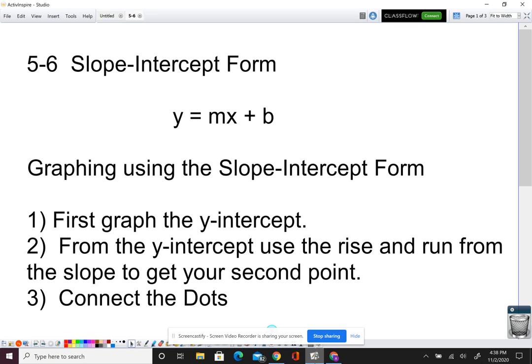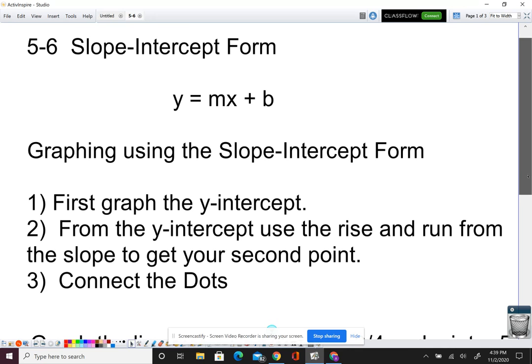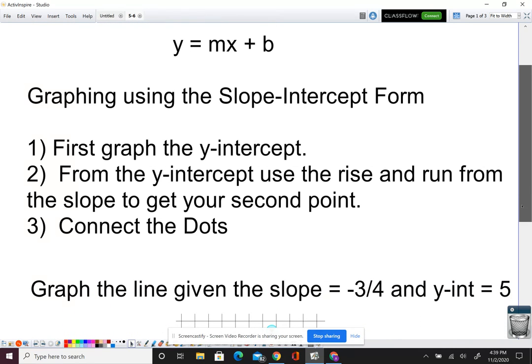Okay, section 5.6, slope-intercept form. The slope-intercept form of a line is y equals mx plus b. If we're going to use this form to graph, there are basically 3 steps. The first thing we do is graph the y-intercept. Then from the y-intercept, we use the rise and the run from the slope to get to a second point on the line. Once we have that second point, we can connect the dots and we will have our line.